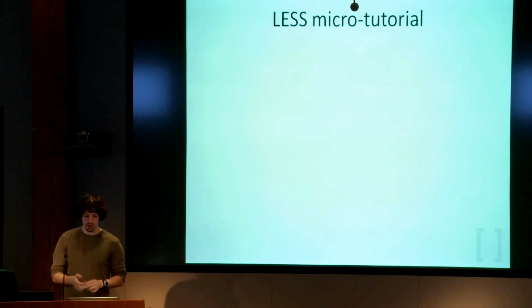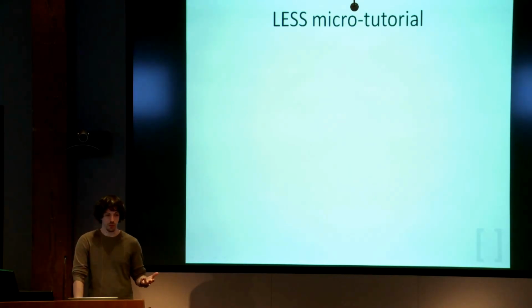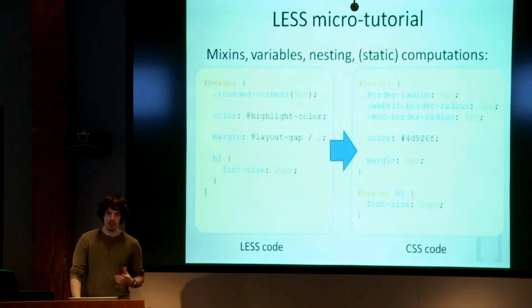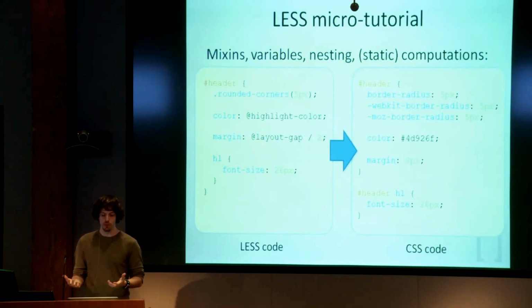So for anyone who's not familiar, again, one slide micro tutorial. Less is basically like CSS on steroids. It's a CSS-like language that sort of compiles down to CSS. So it provides really cool things like mix-ins, which are basically functions you can call that generate a blob of CSS. So you can see like the rounded corners. It's sort of like a macro here. Spits out the different border radius pieces of CSS.